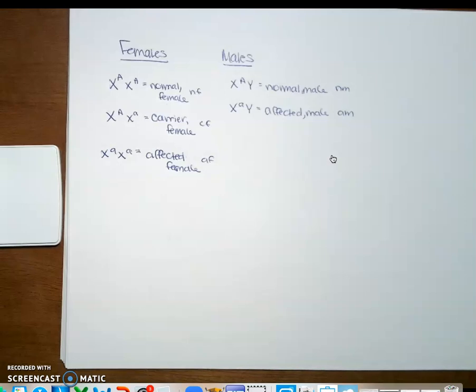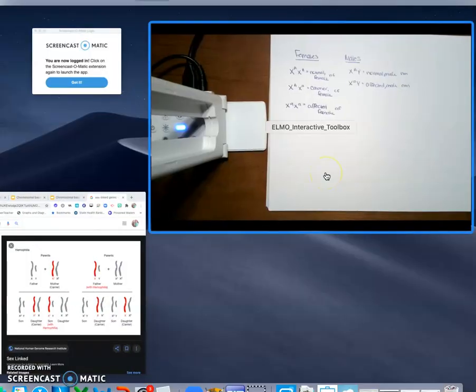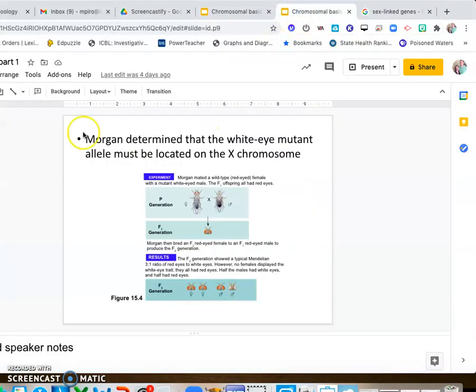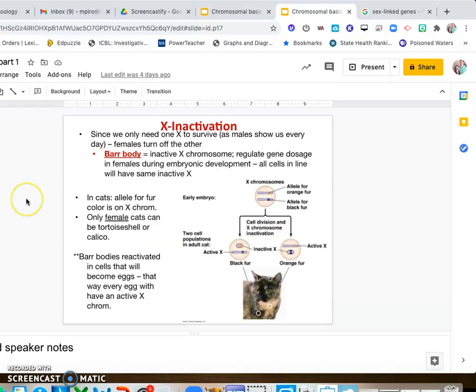All right, I can explain X inactivation. X inactivation is an interesting concept, which makes a lot of sense because guys only need one X, right? They only have one. They have an X and a Y. So why do girls need two? Well, the short answer is we don't.